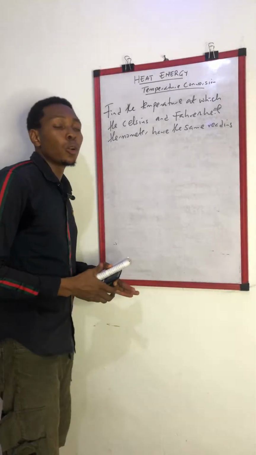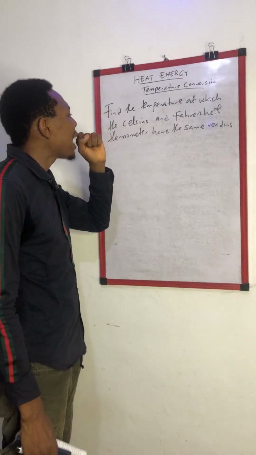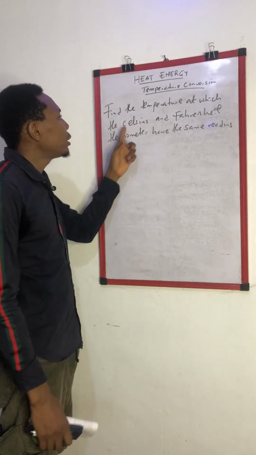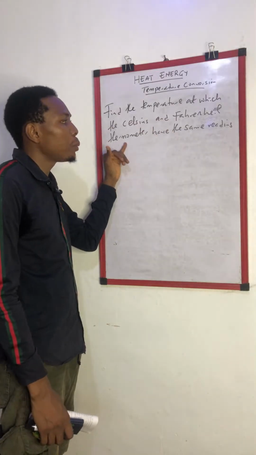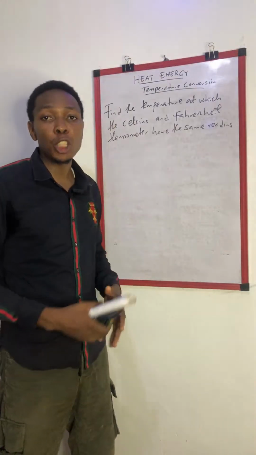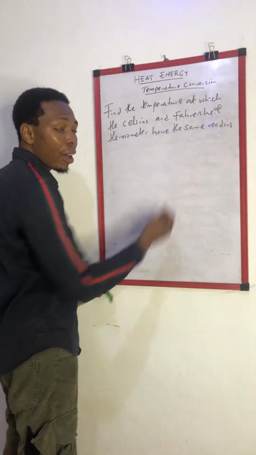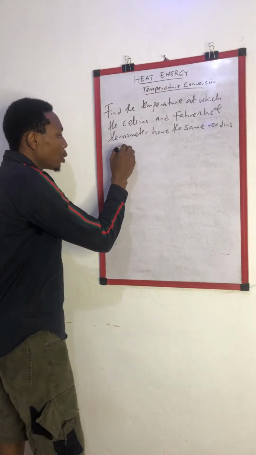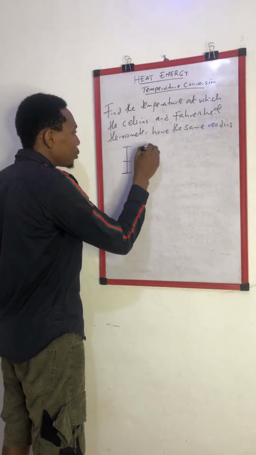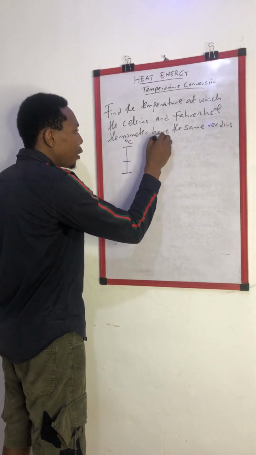All right. So from here, we are asked, find the temperature at which the Celsius and Fahrenheit thermometer have the same reading. Now, here we are still going to use extrapolation method. Okay, so this relationship between Celsius and Fahrenheit. So this time around, we have it this way. So we have degree Celsius and we have degree Fahrenheit.